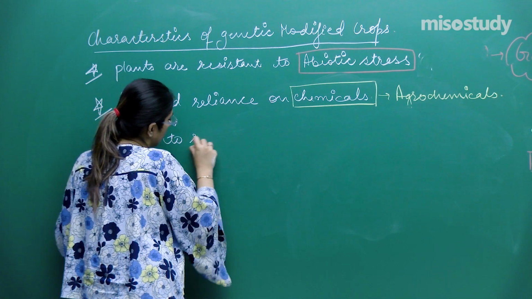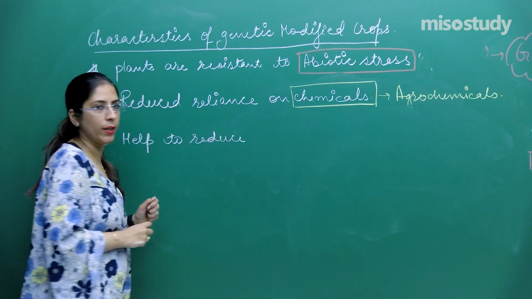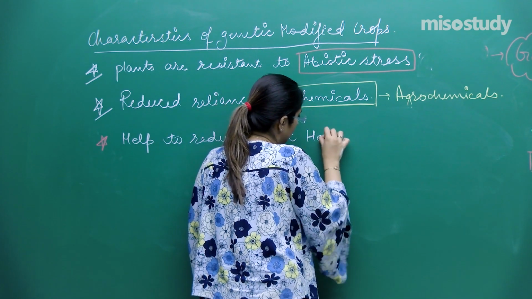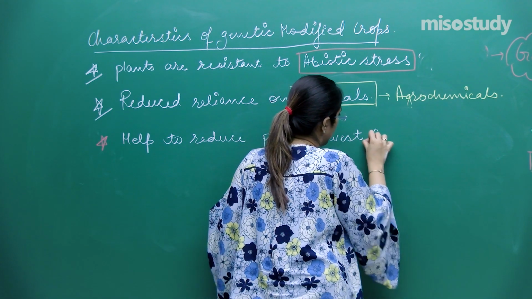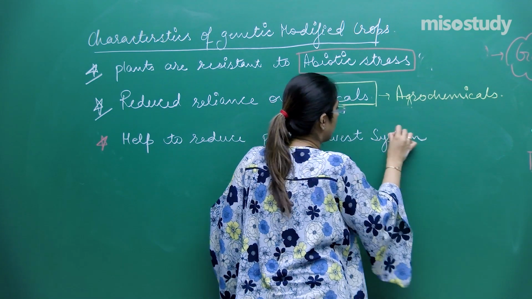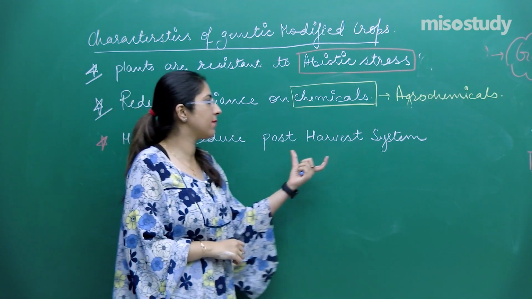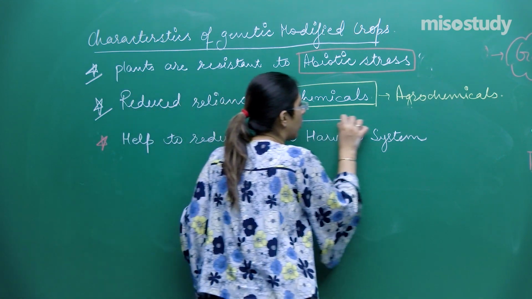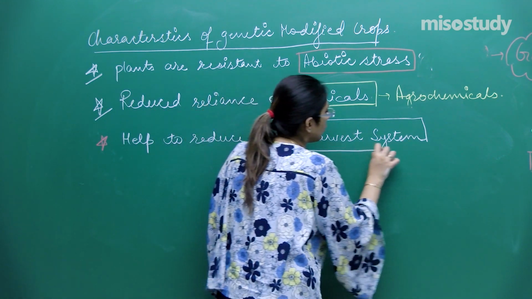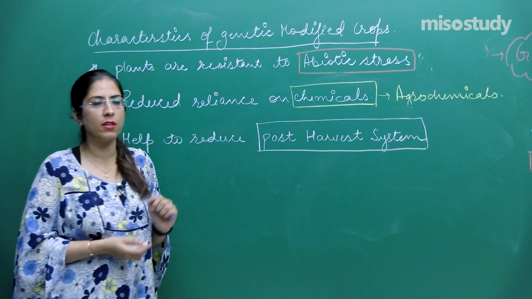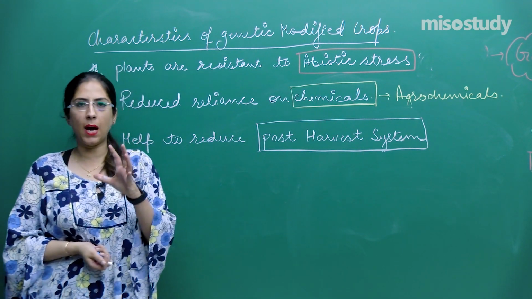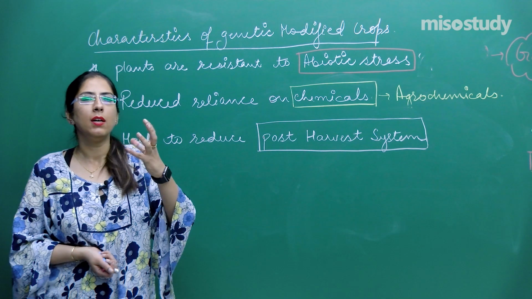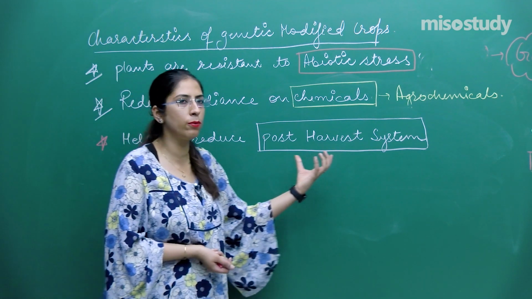Help to reduce post-harvest system. Post-harvest system means when the crop is fully grown, we have to harvest it, right? And we have to employ a simple mechanism on those plants so that it could be easily harvested. Suppose we are working on some plant, or you can say some tree that is of good height, right? So it will be very difficult to harvest the fruits out of them.